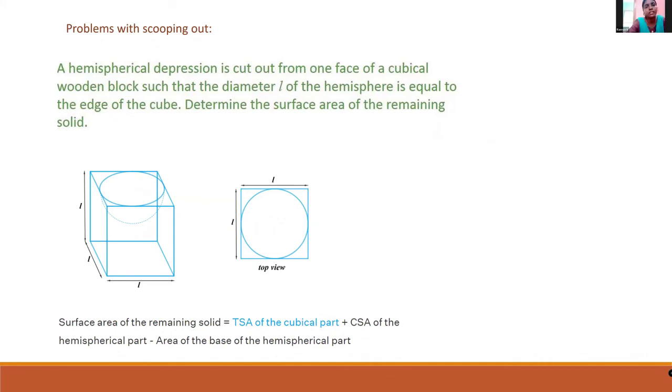Scooping out and converting into another solid, both have the same kind of problems. From one shape to another shape, the conversion also, they face a similar problem like this. Generally, they won't add that hemispherical part. They'll just subtract it because of scooping out, right? So this we have to make them understand. Please show the solid and make them understand, right?